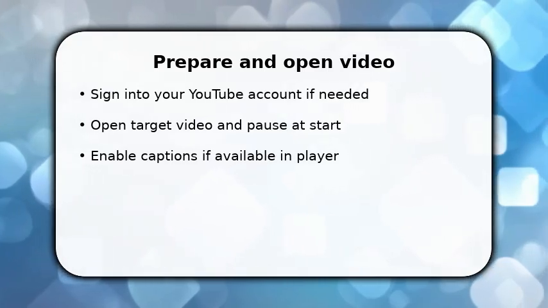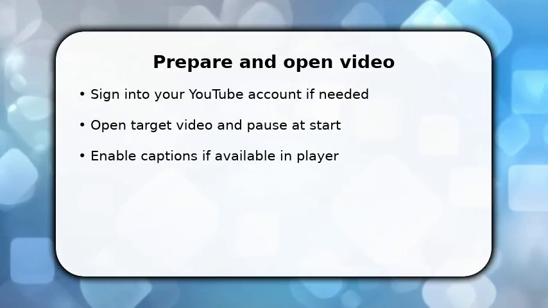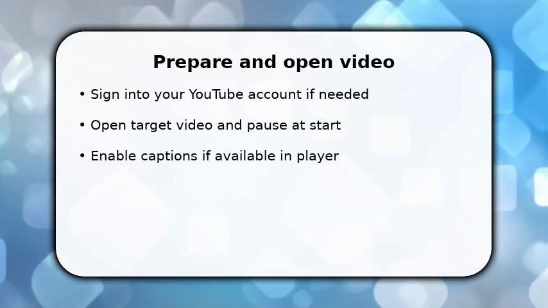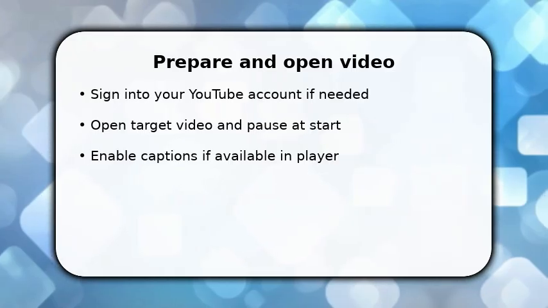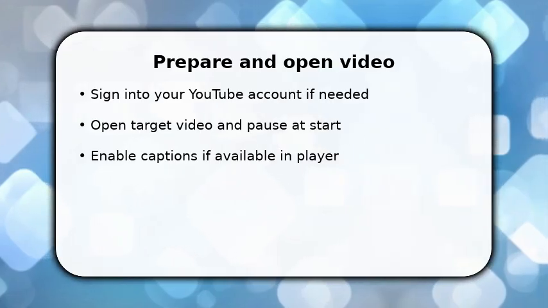Sign into YouTube and open the video you want. Pause at the beginning so you control timing, and check the CC button to enable captions if the creator provided them. Once done, click the three dots or the transcript option under More Actions. That immediately reveals the auto-generated or uploaded transcript.